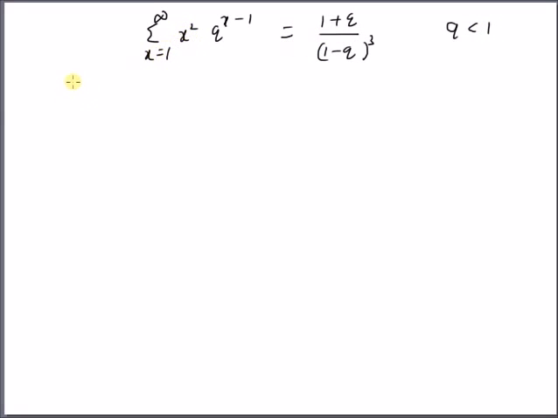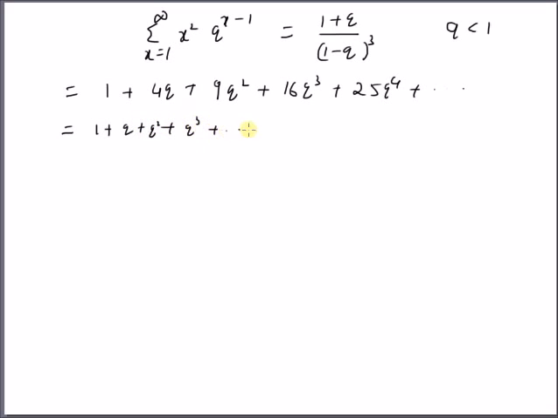So this is our goal. By expanding the series and inserting the values of x, that is the natural numbers, we have 1 plus 4q plus 9q square plus 16q cube plus 25q power 4 and so on up to infinity. Now we can decompose this series as 1 plus q plus q square plus q cube and so on to infinity, plus 3q plus 8q square plus 15q cube plus 24q power 4 up to infinity. So we decompose this series into the sum of two series.